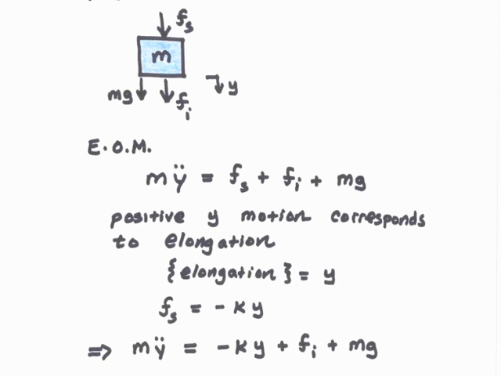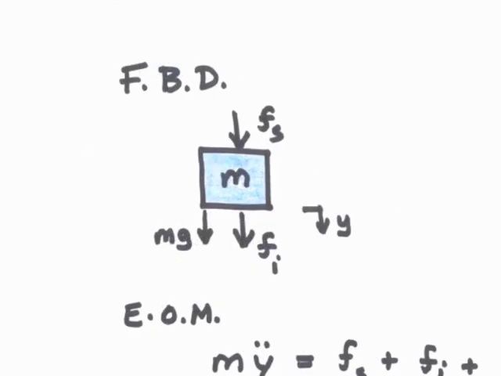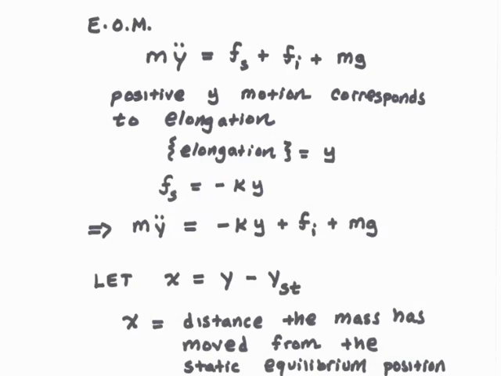And we'll note that if the y motion is positive, then the spring is elongated. Now let's consider how Fs is related to y. If y is positive, the spring is elongated, in which case the spring will be pulling on the mass in the upward direction. And in this case, Fs must be negative, since we described its positive direction as downward. That tells us the relationship between Fs and y. Fs must equal minus ky. With that, we can plug it into our equation of motion, and we'll have m y double dot equals minus k times y plus Fi plus mg.